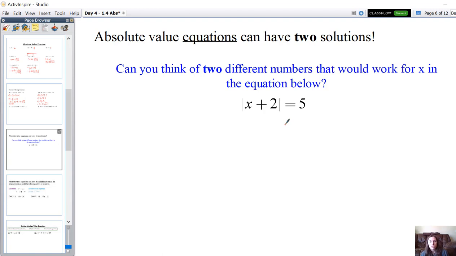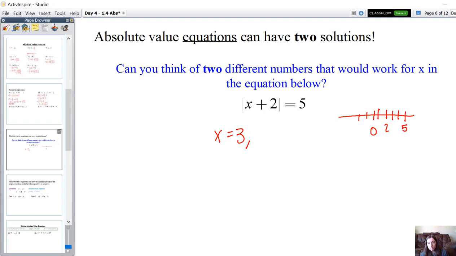Now, one of the things you might have thought was, ooh, I know that 3 plus 2 is 5, so one of those values could be 3. That's absolutely true. Now let's think of another one. Remember how we were looking at that number line and we were talking about a distance from 0. Now if we went to the right 5, 1, 2, 3, 4, 5, and we started at 2, we would need to go 1, 2, 3 units to get to 5, which is where that x equals 3 came from.